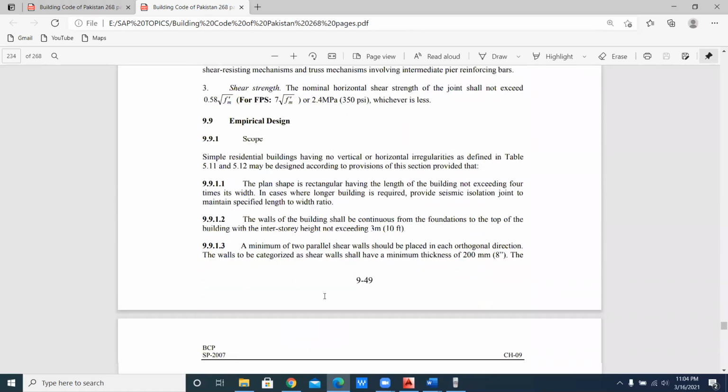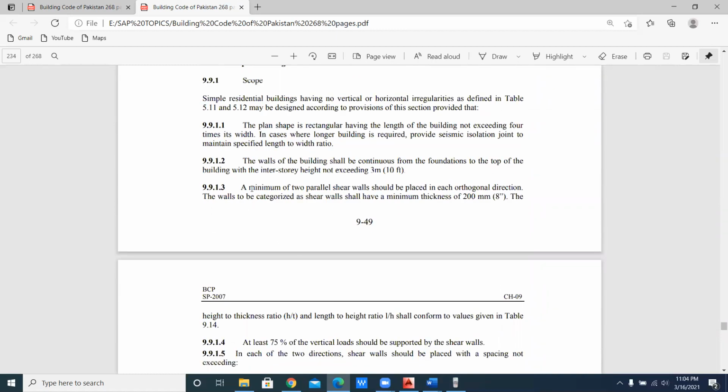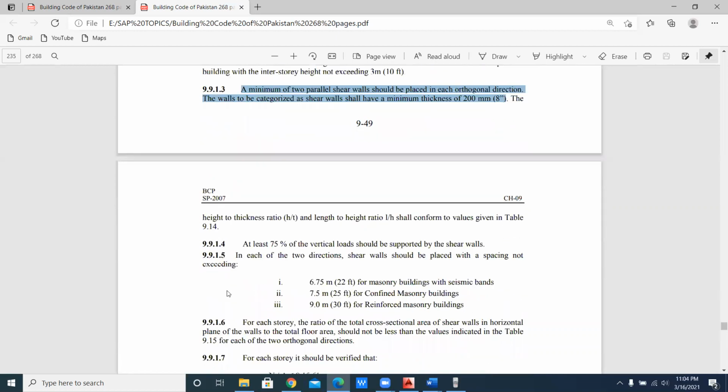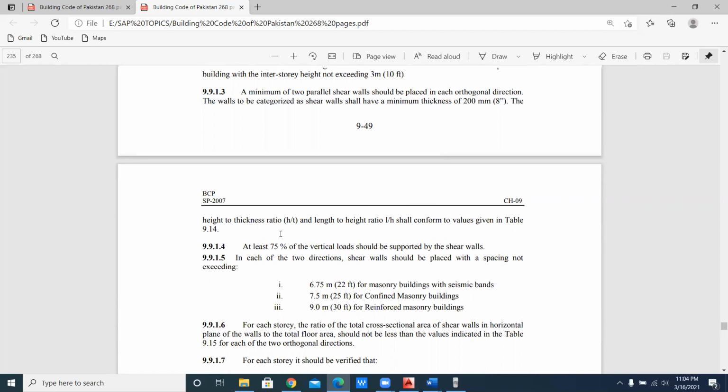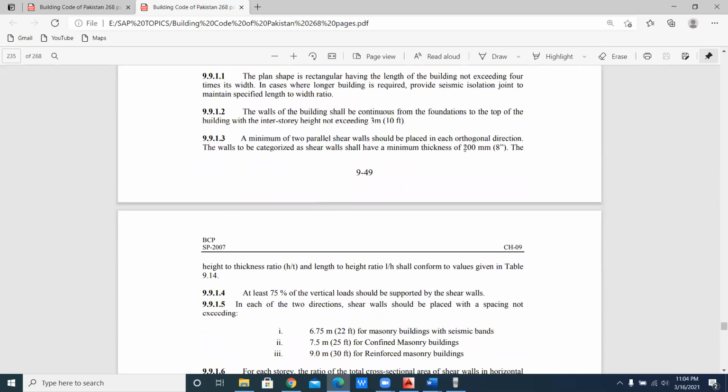Here you will see that a minimum of 2 parallel shear walls should be placed in each orthogonal direction. The walls to be categorized as shear walls have a minimum thickness of 200 mm, that is 8 inch. The height to thickness ratio, h by t, and length to thickness ratio, l by h, shall conform to the given values in the table, that is Table 9.14. This one is a quote from the UBC that asks you to take 200 thickness.